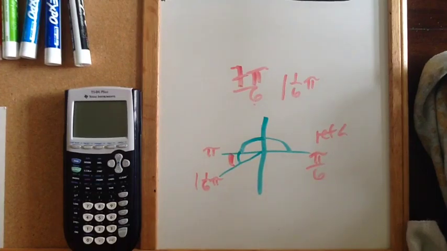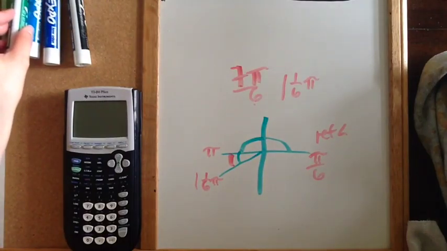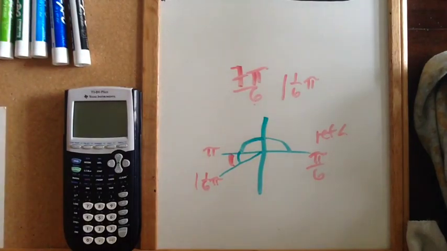So hopefully that helps you see how to find what quadrant angles are located in both radians and degrees, and then how to determine what a reference angle is in both radians and degrees, and then how to draw your angles.